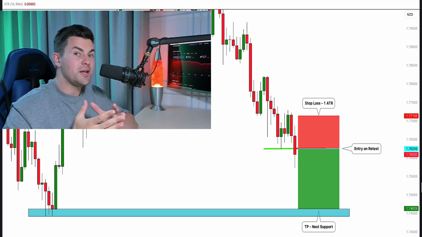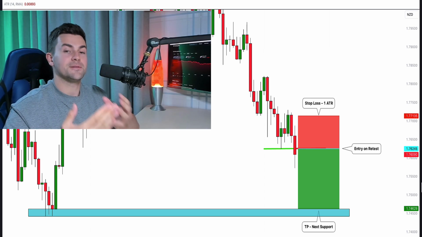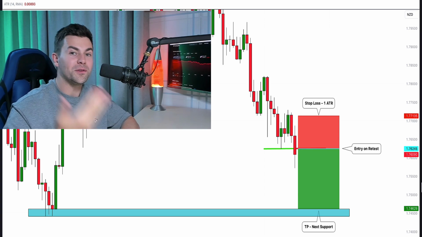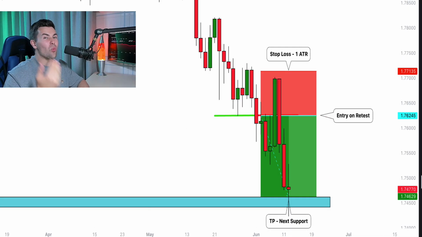And by the way, for ATR, I do not change the settings. I take the default 14 range settings. More than 160 pips were made with this trade.